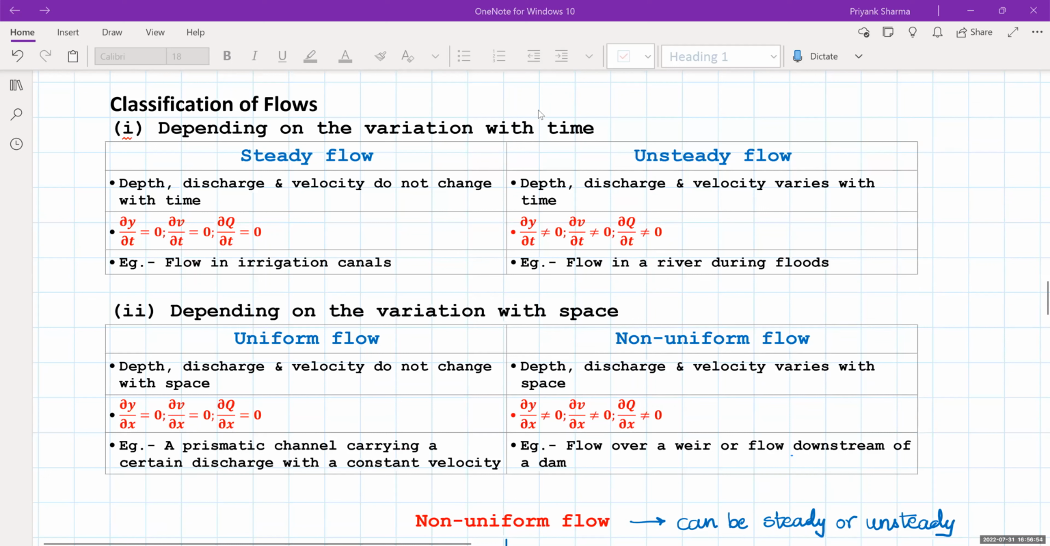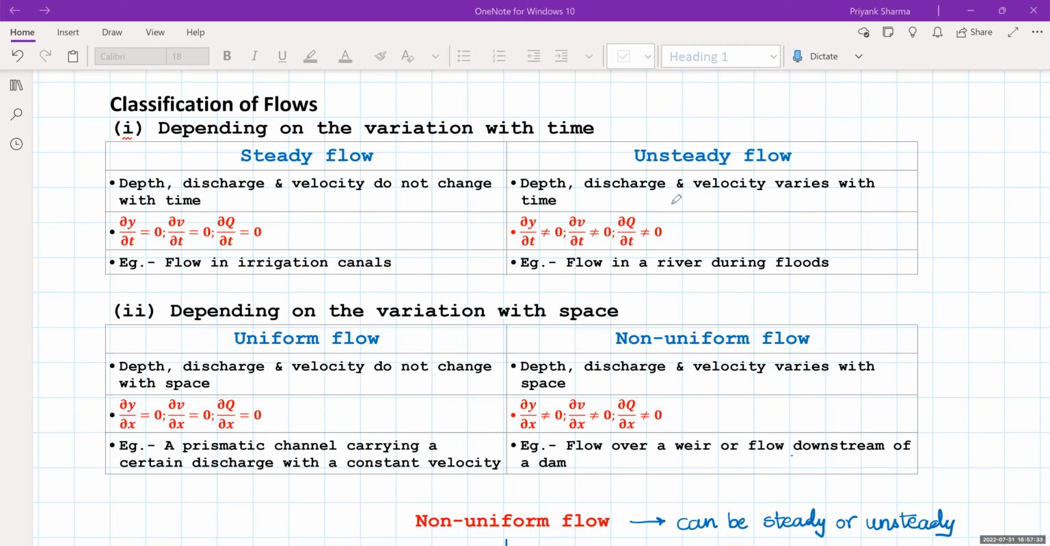Okay, moving ahead, we'll move to the classification of flows. The very basic classification depends on the variation with respect to time. If the flow properties, that is depth, discharge and velocity, do not change with time, they are called steady flow. And if the flow properties vary with time, they are called unsteady flow. You can see that for unsteady flow, del y by del t, that is the change of depth with respect to time, is not zero. The change of velocity with respect to time is not zero, and the change of discharge with respect to time is not zero. So these are called unsteady flow.